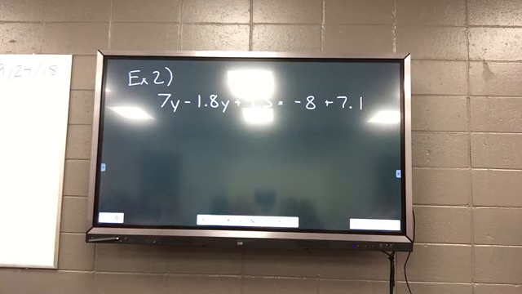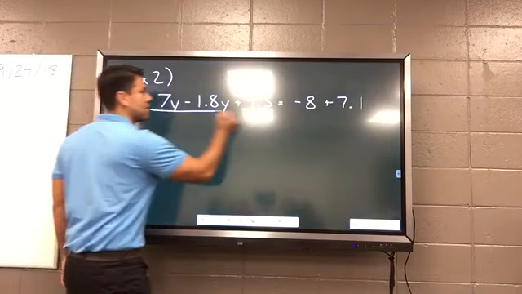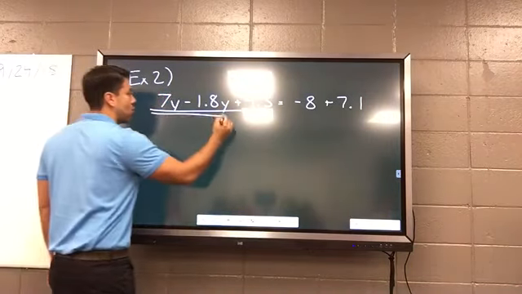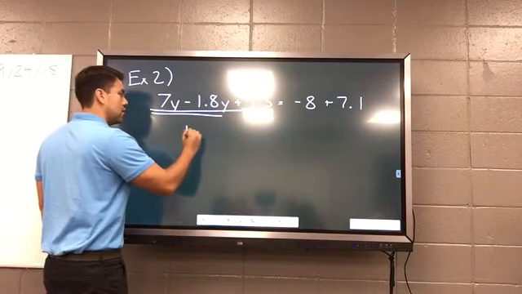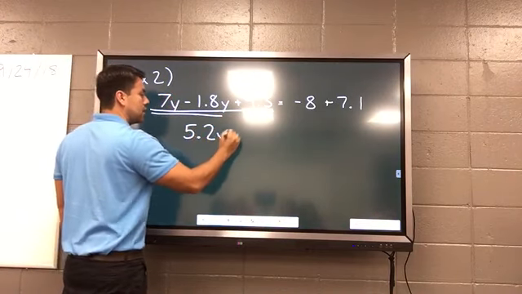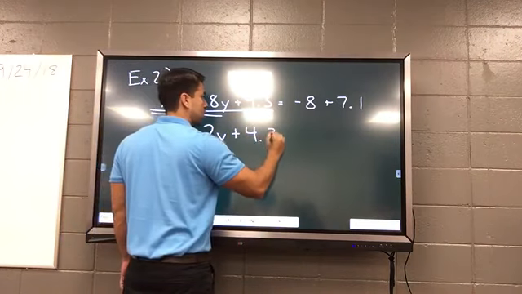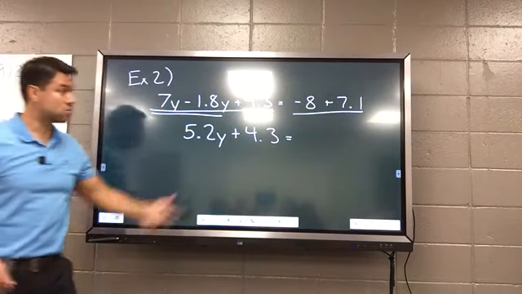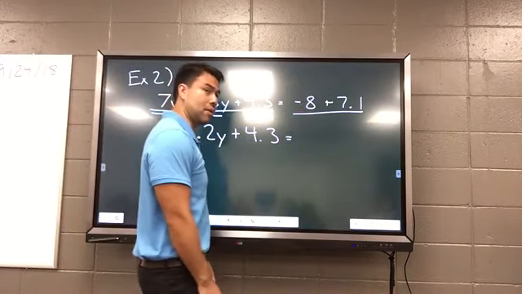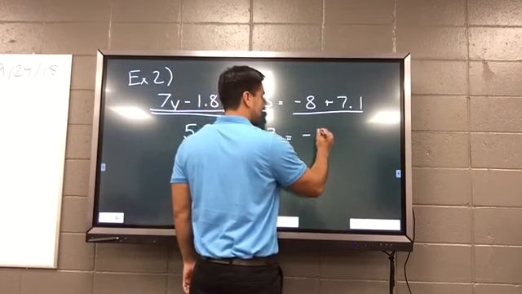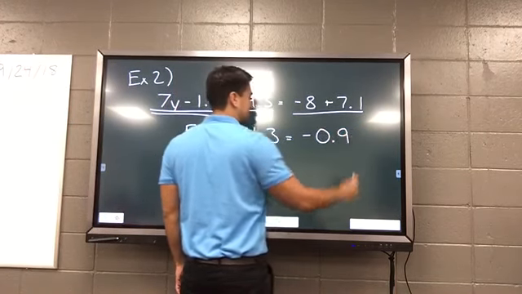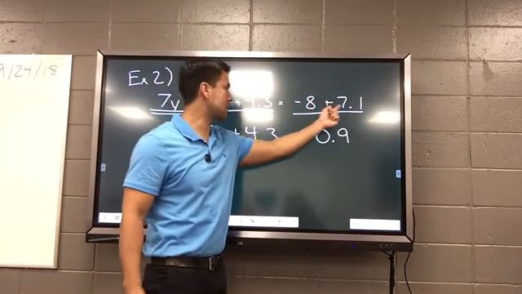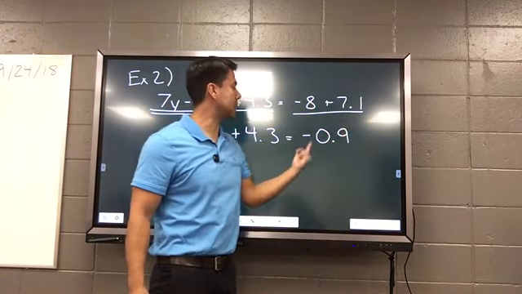All right, are both sides simplified? No. What's wrong with the left side? What's 7y minus 1.8y? 5.2y plus 4.3 equals, anything wrong with the right side? Add like terms. These are also like terms. They're constants. What's negative 8 plus 7.1? Negative 0.9. You subtracted and make sure you lined up decimal places. You got 0.9 and it has to be negative.